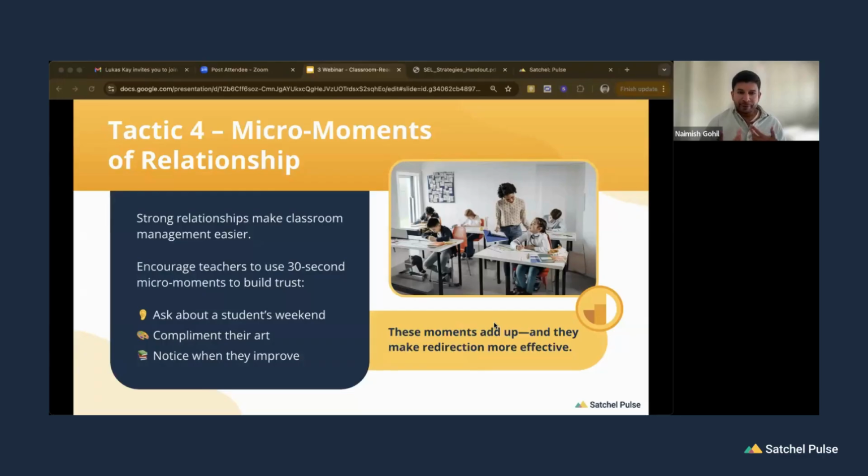So we can encourage teachers to use 30-second micro moments to build trust. You could ask a student about their weekend, you could compliment their art, and you can also give positive reaffirmation and encouragement when they are improving. When this is done in an authentic way, it really can build up positive momentum. And over time, you will see a big difference.